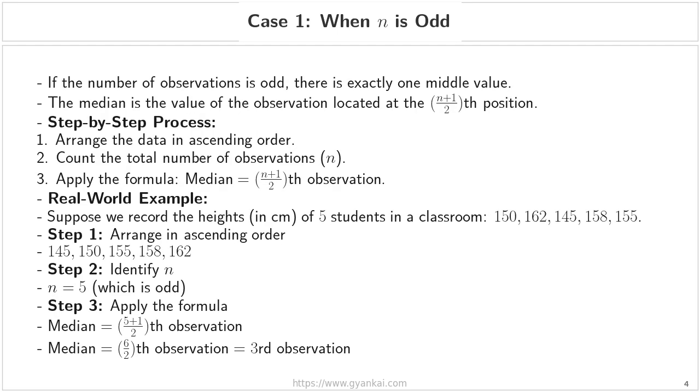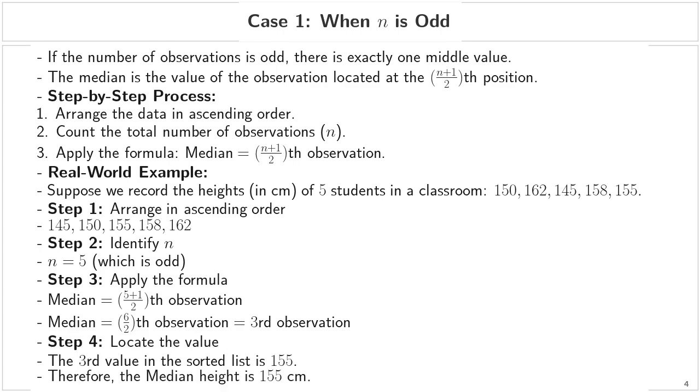Step 3, we apply our formula. We take n plus 1, which is 5 plus 1, giving us 6. Then, we divide 6 by 2, which equals 3. This tells us that the median is the third observation in our sorted list. Finally, step 4, we locate that value. Looking back at our sorted list, the third value is 155. Therefore, the median height for this group is 155 centimeters.